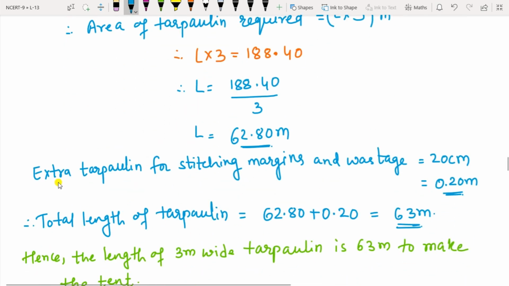Now there is extra tarpaulin for stitching margins and wastage, that is 20 centimeter, converted into meter. So the total length of the tarpaulin will be this length plus this extra length, that becomes 63 meter. So the length of the 3 meter wide tarpaulin to make the tent is 63 meter.